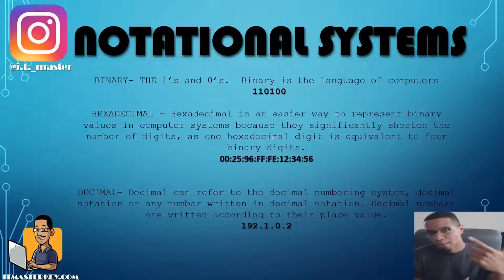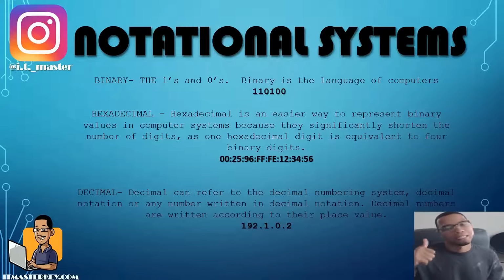Very good. What is an example of a hexadecimal address? Very good. What is an example of a decimal address? Very good. And just in case y'all weren't saying anything while I was asking, binary is the language that computers talk in. Your MAC address is an example of a hexadecimal address, and that's a physical address. Then in decimal format is an IP address.